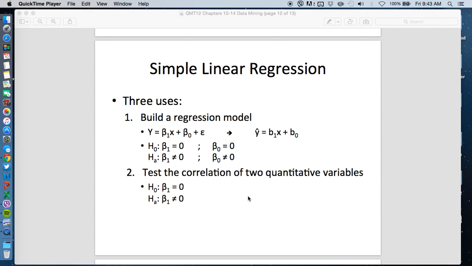Now the other use of the simple linear regression model is that we can test the correlation between 2 quantitative variables. So now we move on to how we can identify if a relationship exists between the two quantitative variables. And for us to do that, it's very similar to what we did earlier. Here, to test the correlation, we just have to test if the slope is equal to 0 or if it's not equal to 0.